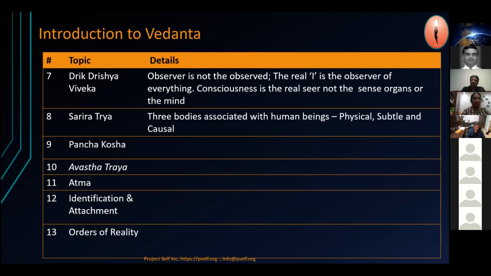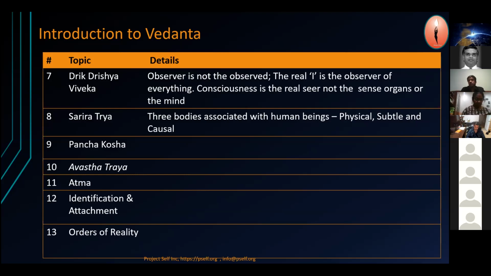At the second stage, the image captured by my eye is the seen, whereas my mind is the seer. And at the third level, the image formulated, the mental event, which is called the chitta vritti in my mind, is the seen, and who is the seer? The consciousness in me. So who is the real seer? The real seer is my consciousness. This is what the methodology Drik Drishya Viveka uses. It's a very powerful methodology.